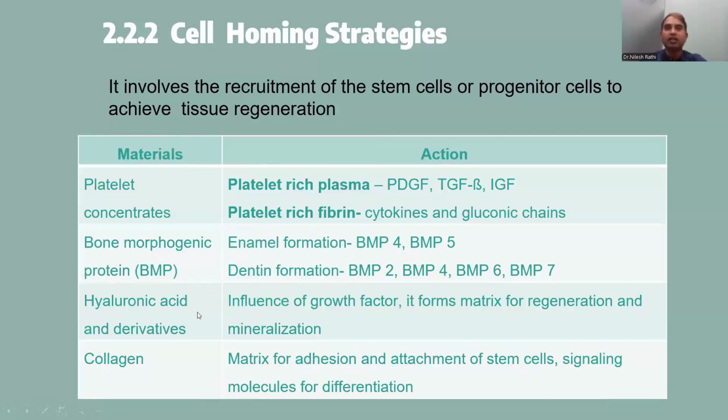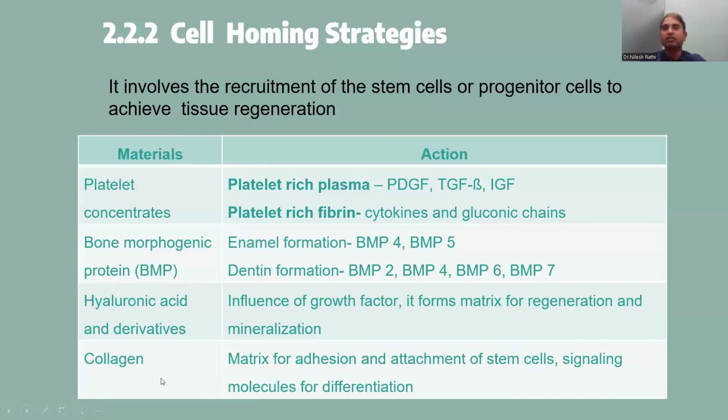Hyaluronic acid and derivatives. Hyaluronic acid is an integral composition of soft tissue. It always forms the basic structure of the connective tissue. So it has an important role in maintaining the structure of the tissue. Influence of growth factors: it forms a matrix for regeneration and mineralization.